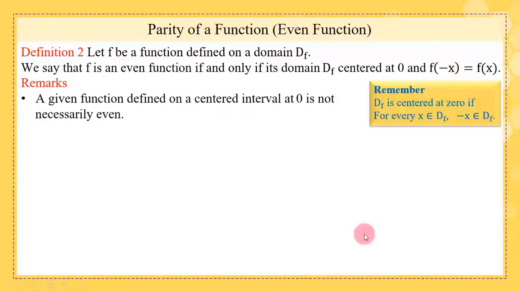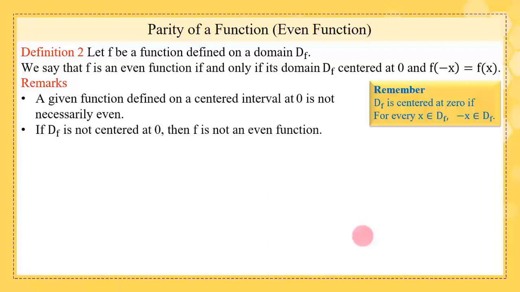Remarks: a given function defined on a centered interval at 0 is not necessarily even, so we can find a function which is defined on a centered interval while this function is not even. If D of f is not centered at 0, then f is not an even function. So, to have an even function, the domain must be centered. This is a necessary condition to be even or not.